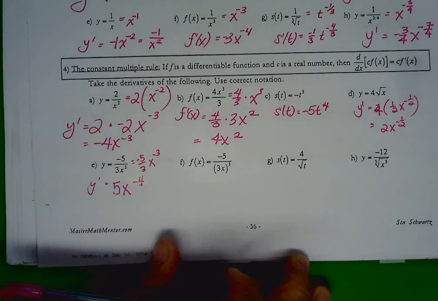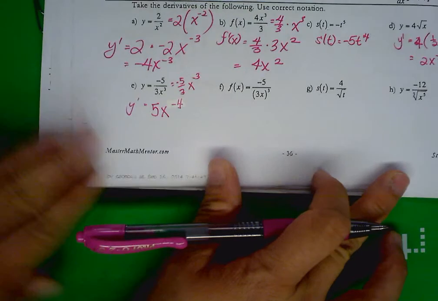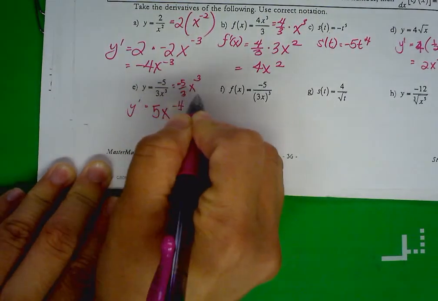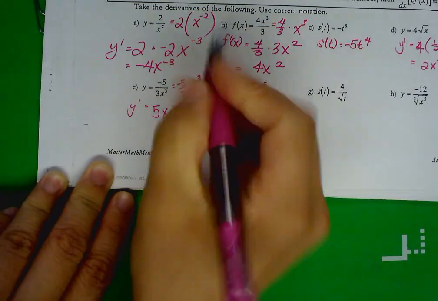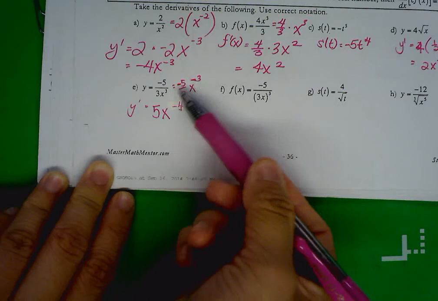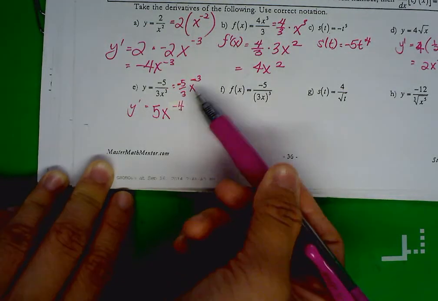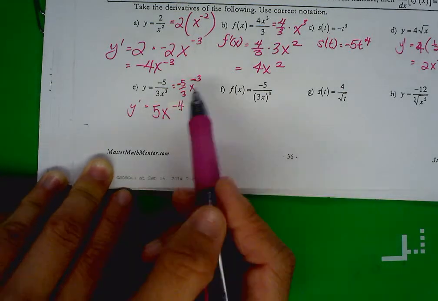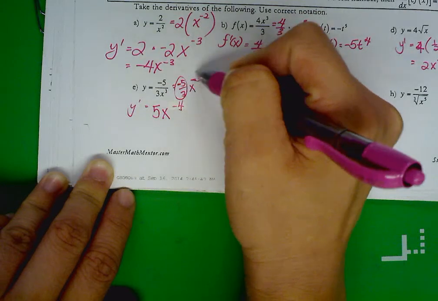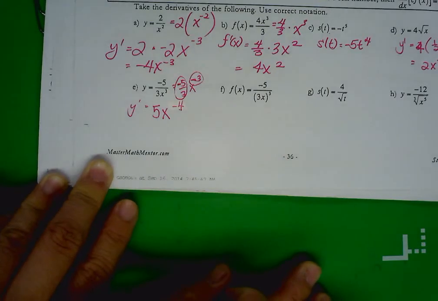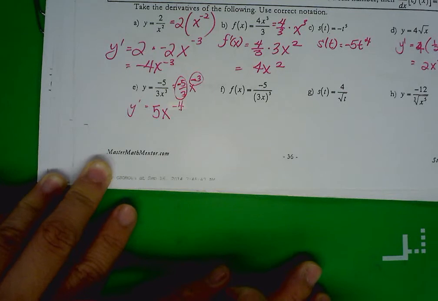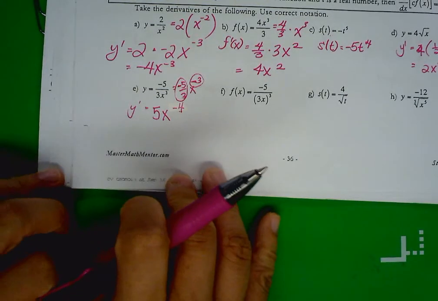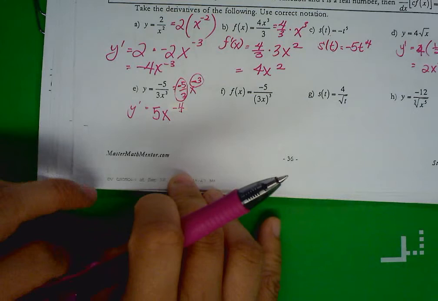Okay, so here, let's do it one step at a time. Here I have y equals negative 5 over 3 times x to the negative 3, right? So I'm going to bring that negative 3 to the front. So negative 5 over 3 times negative 3 is positive 5. If I multiply this times this, what's negative 5/3 times negative 3? Positive 5. So I have positive 5 times x to the negative 4th. Does that make sense? Okay.